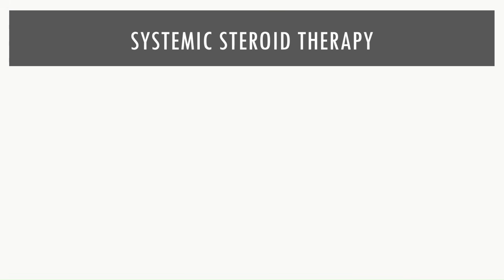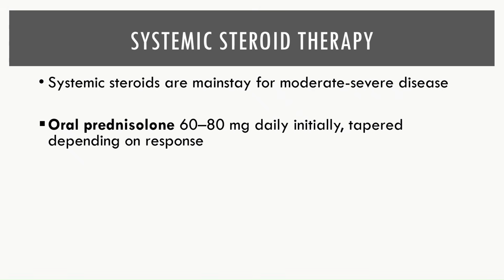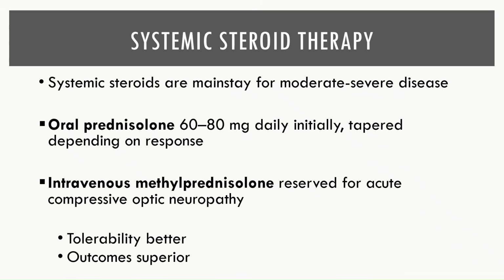Systemic steroid therapy. Systemic steroids are the mainstay of treatment for moderate to severe disease. Oral prednisolone 60 to 80 mg per day may be given initially and tapered depending on the response. Intravenous methylprednisolone is often reserved for acute compressive optic neuropathy, but tolerability is better and outcomes may be superior compared with oral treatment.